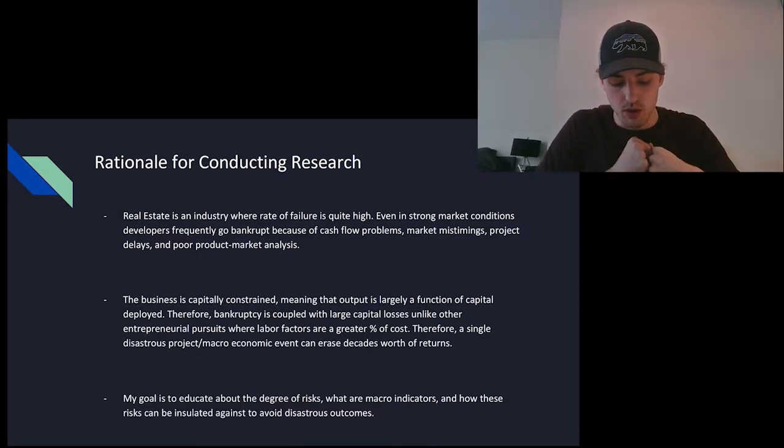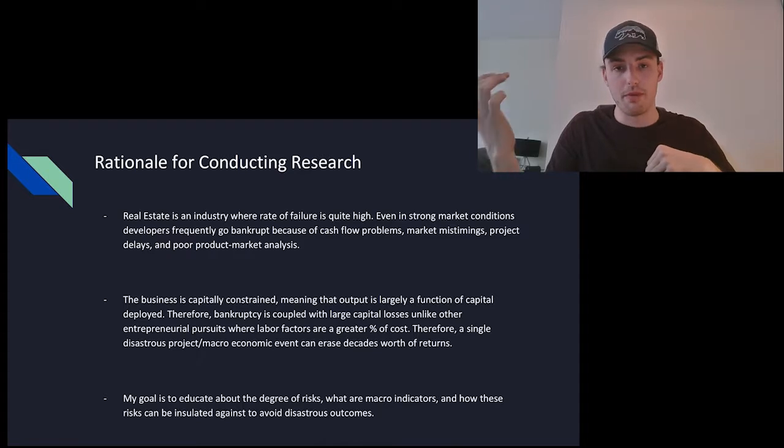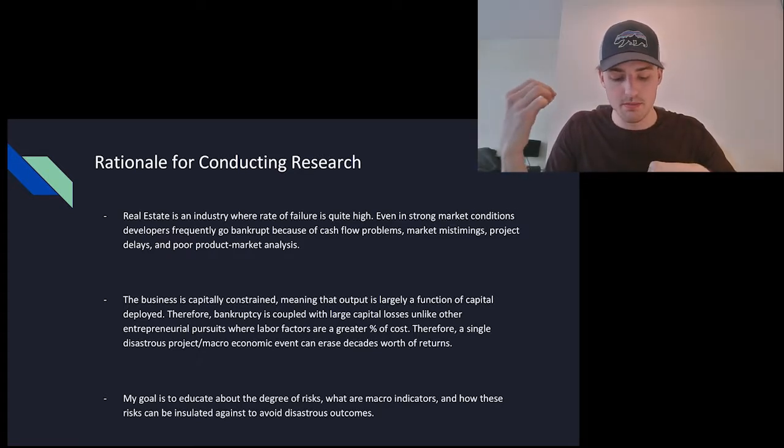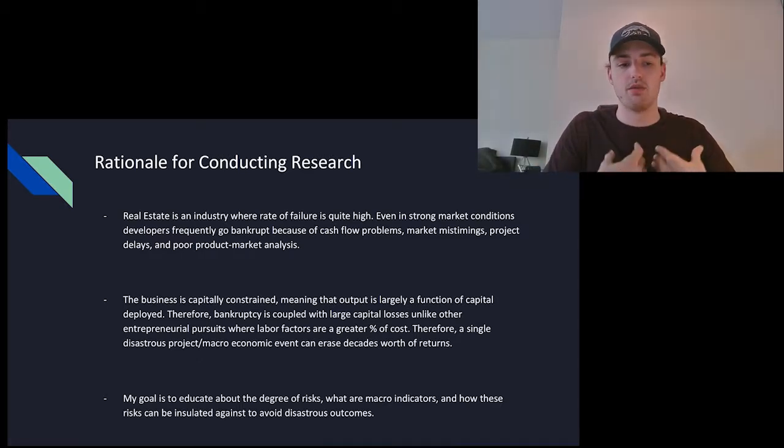So my goal is to educate about the degree of risks. What are the macroeconomic indicators I can be looking for, and how can these risks be insulated against to avoid disastrous outcomes? And really, disastrous outcomes, in my perspective, as a private real estate professional, would be really bankruptcy, insolvency.